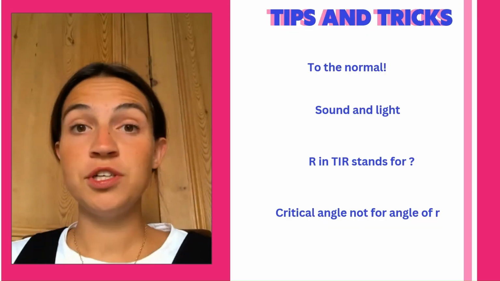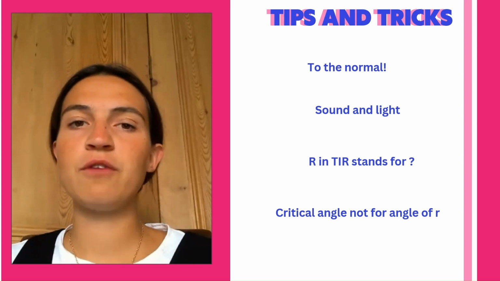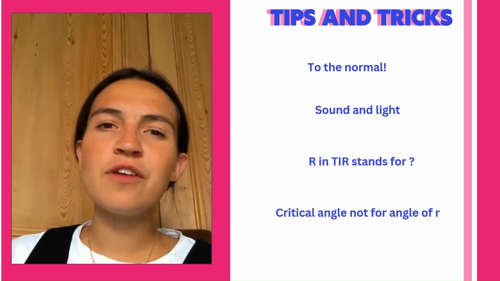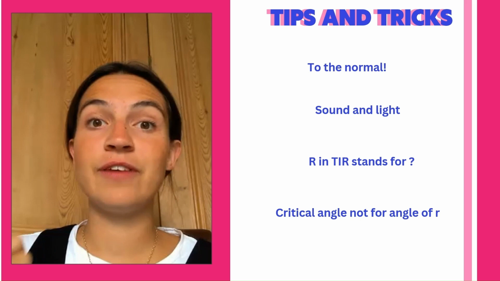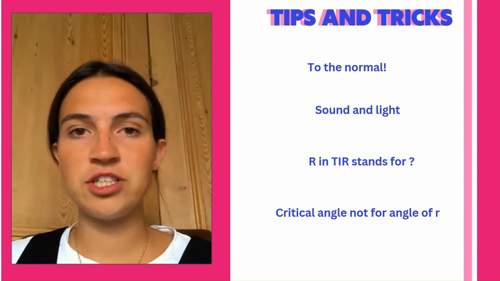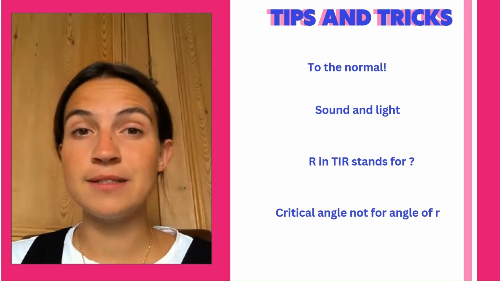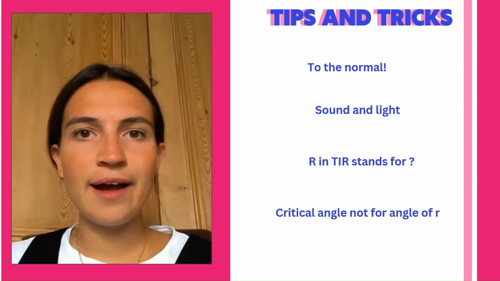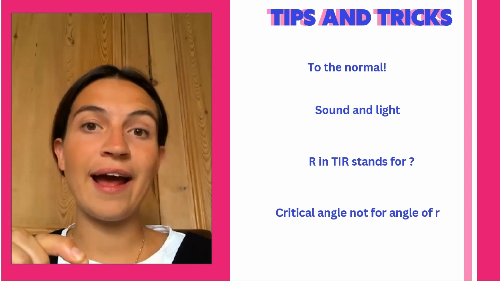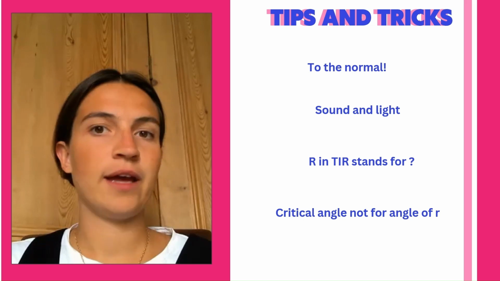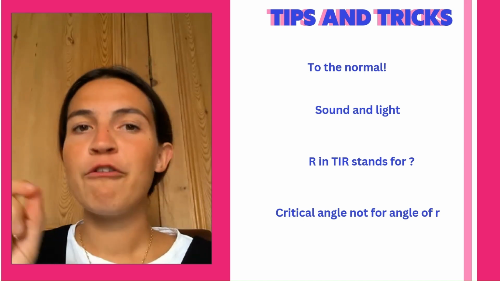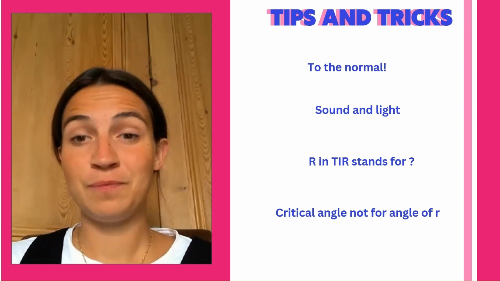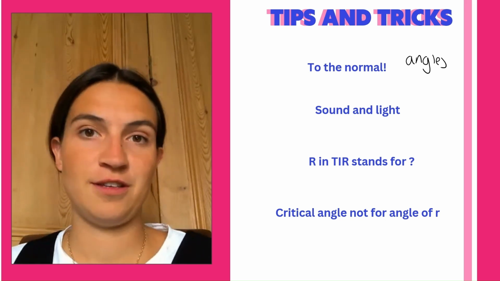Okay, tips and tricks for this section. So to the normal, why have I written that? I've written that because whenever you're labeling or looking at an angle of incidence, angle of reflection, or angle of refraction, it doesn't matter. You should measure that angle from your ray to the normal, okay? Not from the surface to the ray, from the ray to the normal. Very common mistake for some pupils to make.